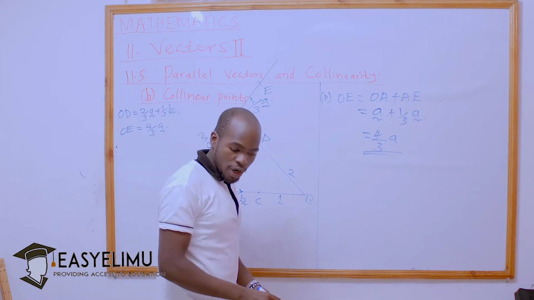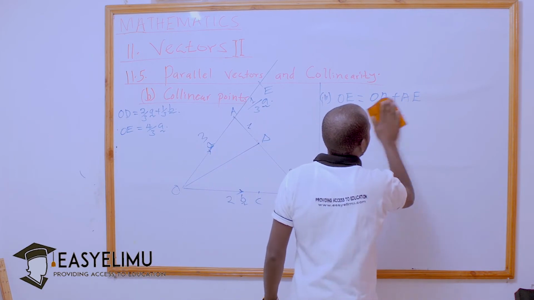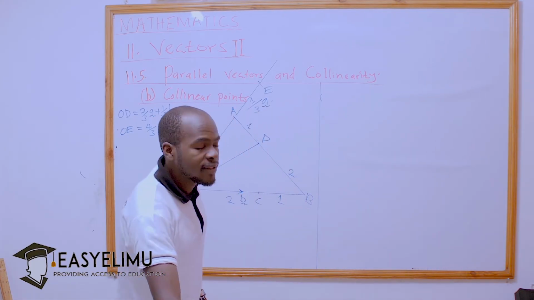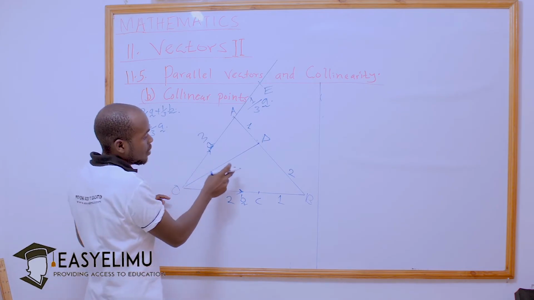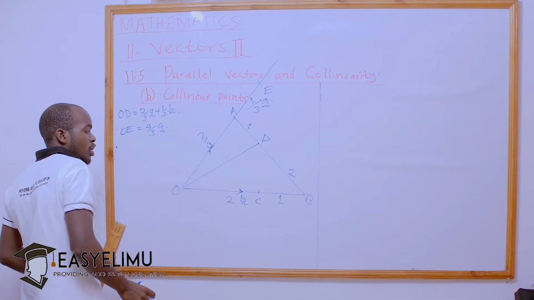So we are going on to find CD. CD is present here. So we are going to join C to D.